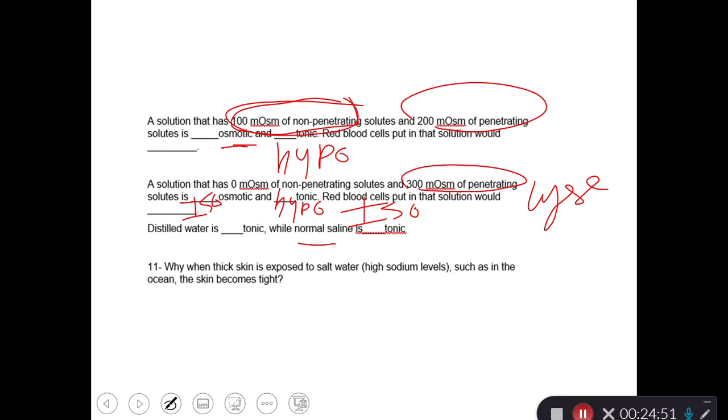Why, when thick skin is exposed to salty water that has high sodium levels, such as in the ocean, does the skin become tight? Your skin cells are now immersed in hypertonic solution. Water leaves your skin cells, so your skin cells will feel dry and tight because they are surrounded with such a hypertonic solution.